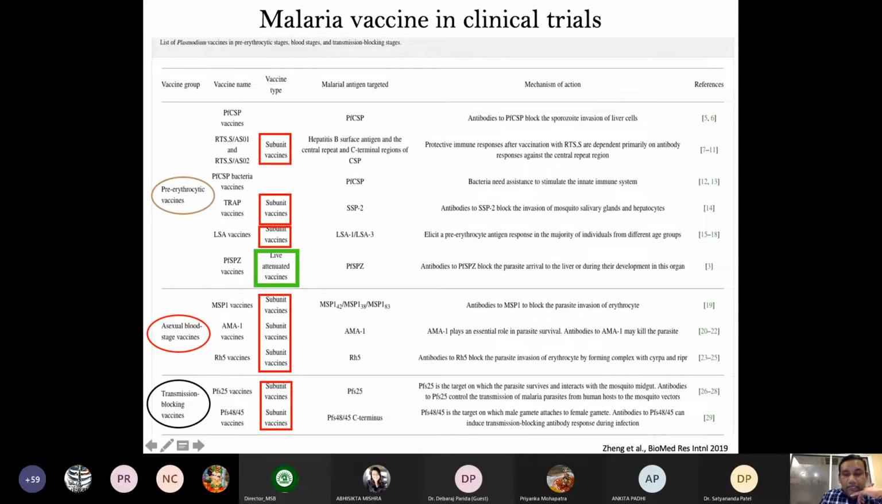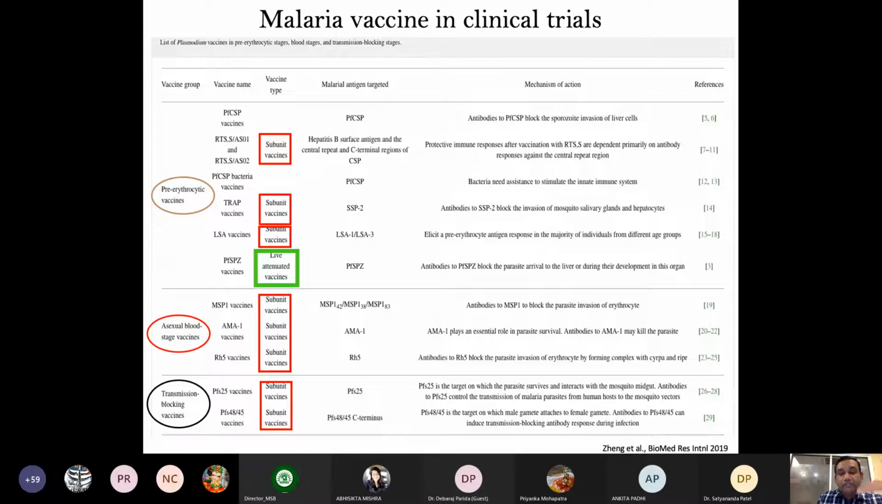The most common vaccine against this stage is MSP1, a protein called merozoite surface protein, and these numbers are the amino acid sequences they are taking from that protein. But these are not very effective in humans, though they are effective in rodent or experimental animal models. They are not very effective in human trials. So the clinical trials are still going on, because something is better than nothing.